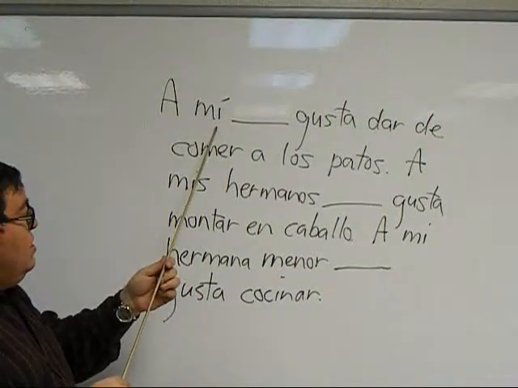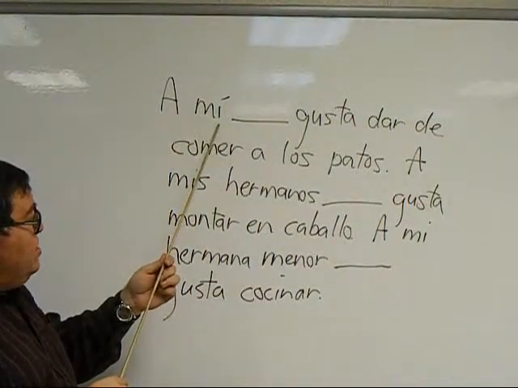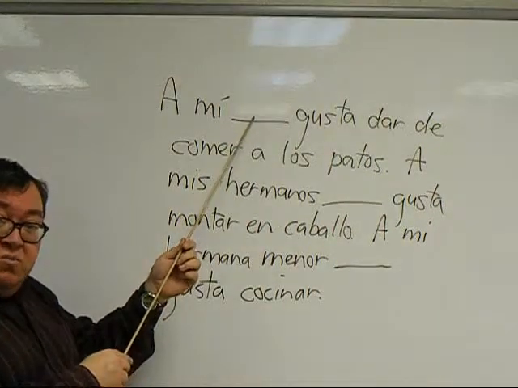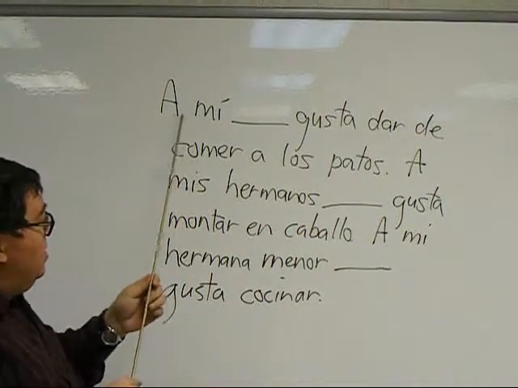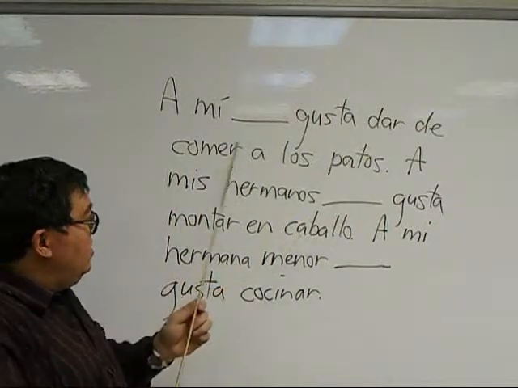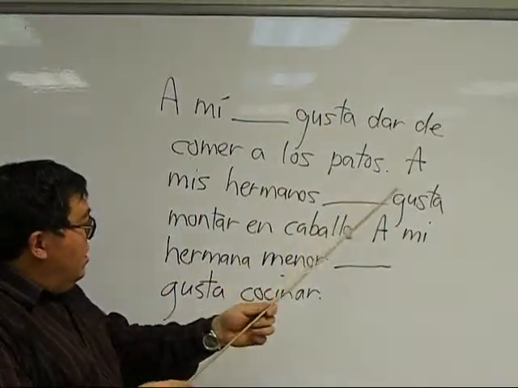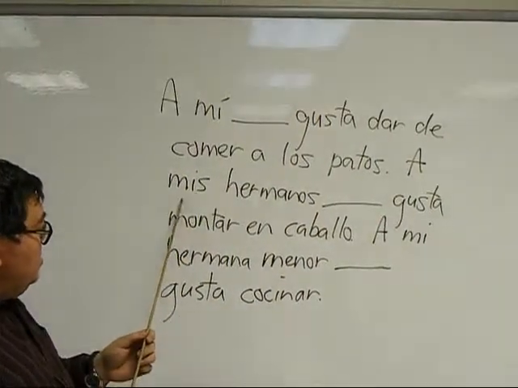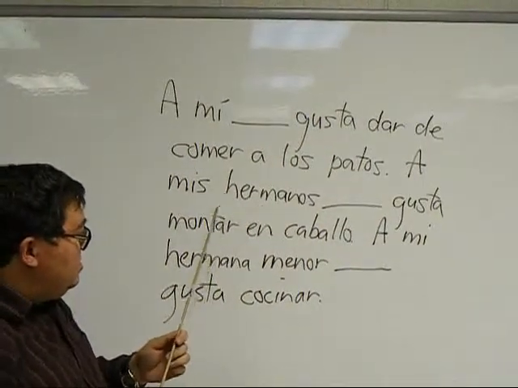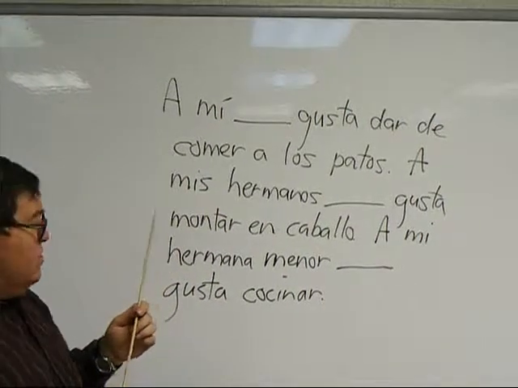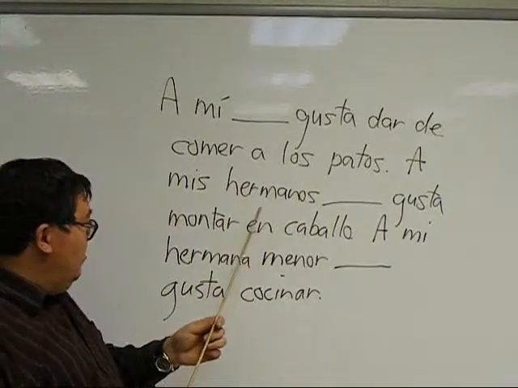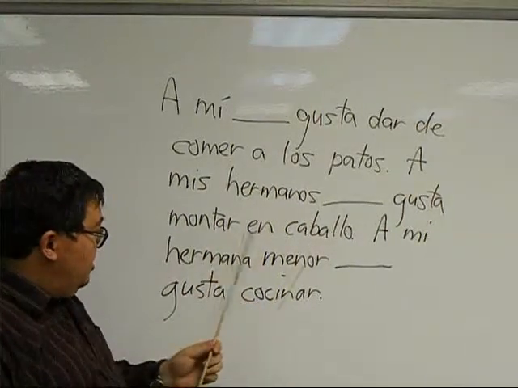So, a mí, the thing right before the blank, a mí, tells me that the pronoun should be me. To me would be me. Okay? To me, it's pleasing to feed the ducks. Okay. A mis hermanos is the thing before the next blank. So that's to my brothers and sisters. That's to them. Okay, see the to them one would be les. To my brothers and sisters, it's pleasing to ride horses.